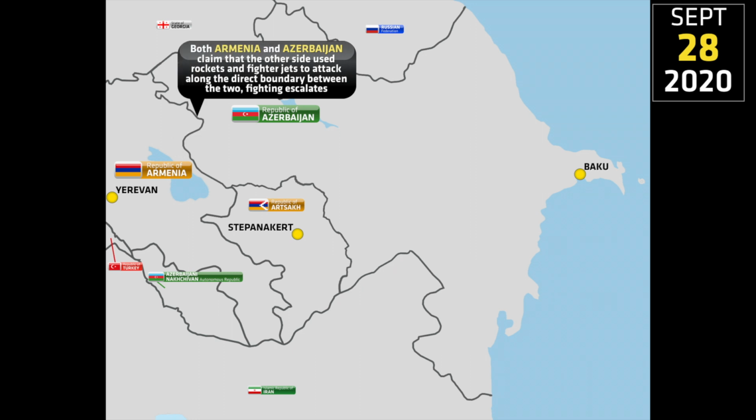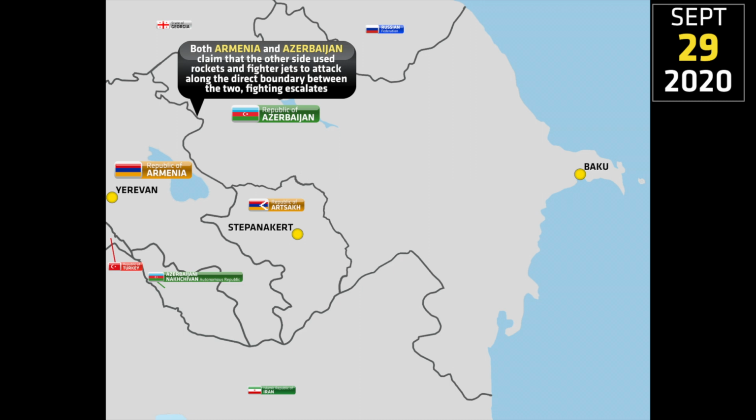And also on that day, both the principal powers, Armenia and Azerbaijan, claimed that the opponents had used rockets and fighter jets along the direct Armenian-Azerbaijan border, which had increasingly been subject to skirmishes in the last 4 or 5 years.